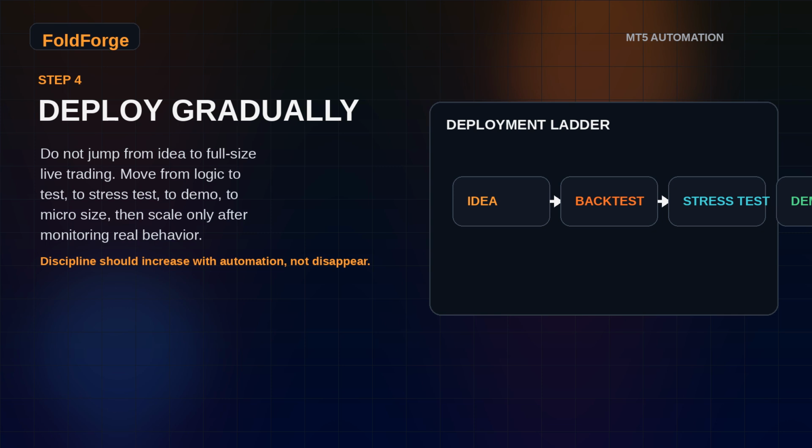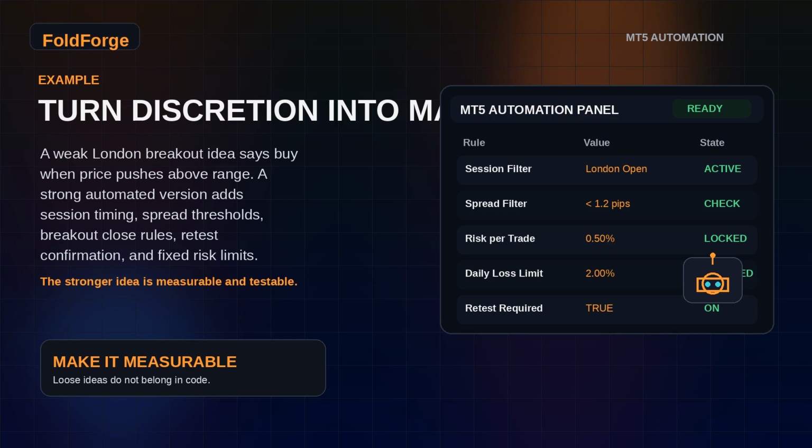Let me make this simple. Imagine you want to automate a London session breakout strategy in MT5. A weak version says buy breakouts when price moves above the recent range. That sounds clear to a human, but it is too loose for a machine. A stronger version says only trade during the London Open, only if spread is below a fixed threshold, only if the breakout candle closes beyond the defined range, only if the retest holds, and only if the stop distance keeps risk within a fixed percentage of equity.